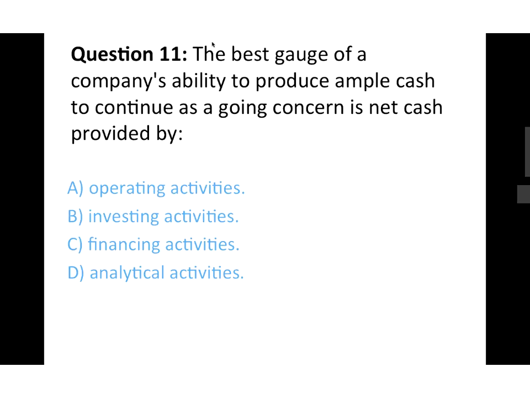Okay, so brings us to our next question. The best gauge of a company's ability to produce ample cash to continue as a going concern is net cash provided by what?